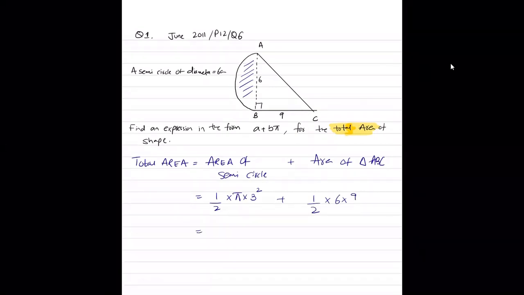So you're going to end up with 9 pi upon 2 plus 27. If you rearrange this, you get 27 plus 9 pi over 2. This is the area in the form of a plus b pi.